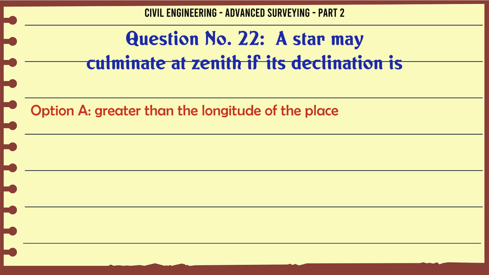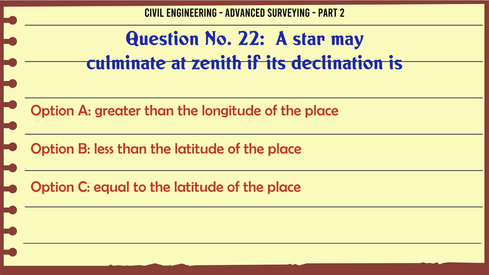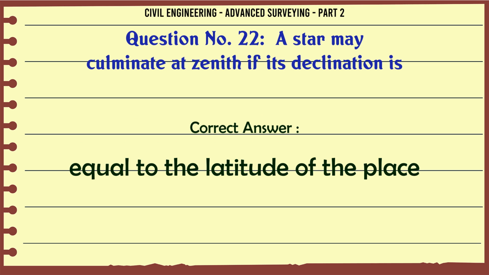A star may culminate at zenith if its declination is A. greater than the longitude of the place, B. less than the latitude of the place, C. equal to the latitude of the place, D. none of these. The correct answer is equal to the latitude of the place.